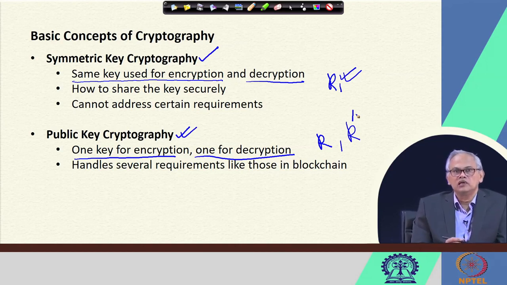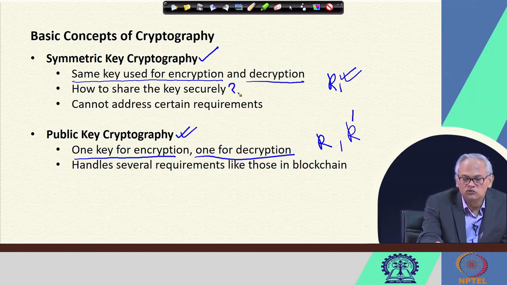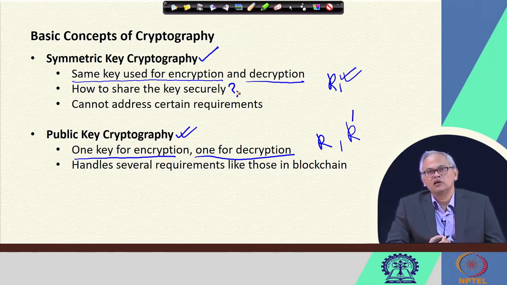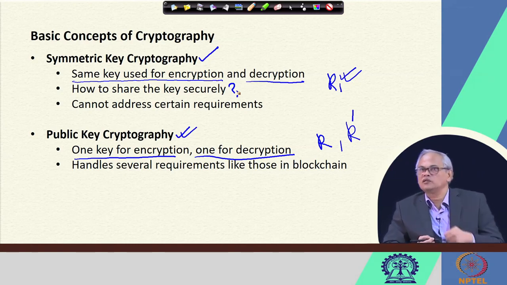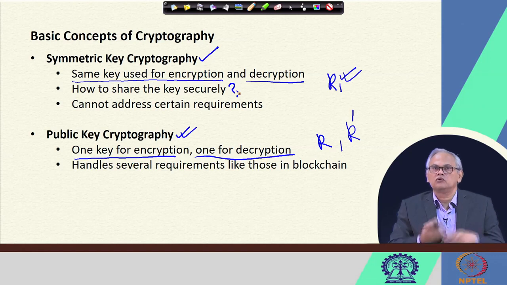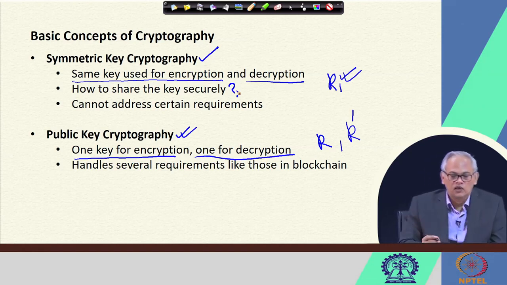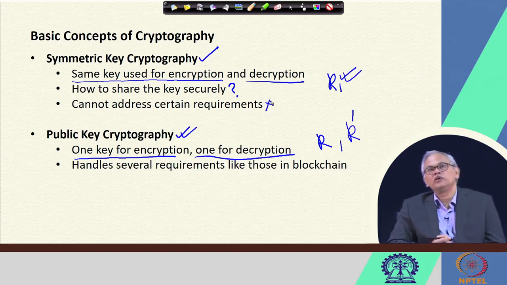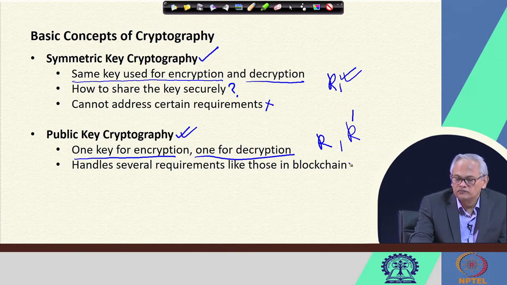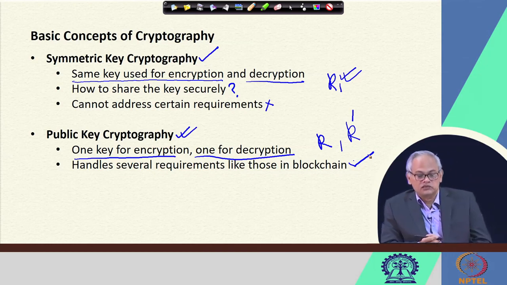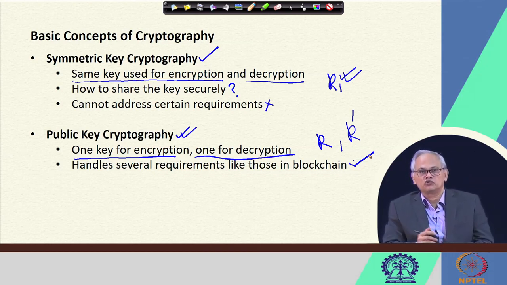Coming back to symmetric key, one of the challenges is how do we share the keys securely, because it is the same key that will be used for encryption and decryption. So, sending the key itself has to be done in a secure manner, so that the two parties know which key is being used for encryption and also for decryption. And it cannot address certain requirements which can be handled by public key cryptography, like in applications, for example blockchain, as we have been talking about. So, we will see what is the importance of public key cryptography.